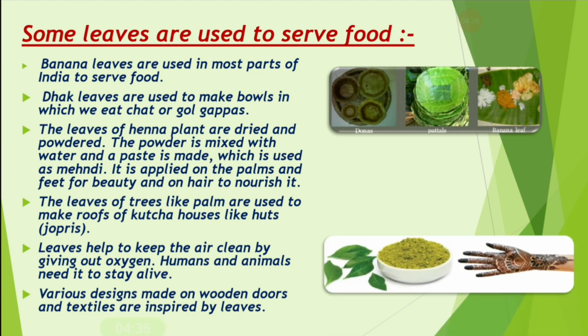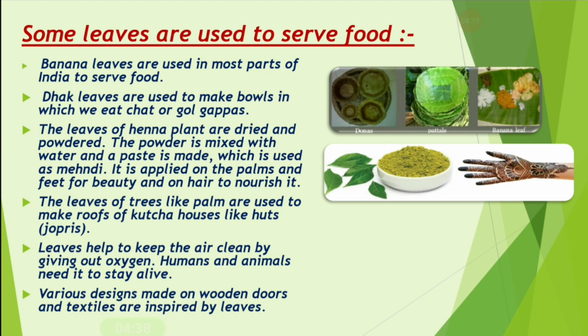The leaves of the henna plant are dried and powdered. The powder is mixed with water and a paste is made, which is used as mehndi. It is applied on the palms and feet for beauty and on hair to nourish it. So, there is a leaf called henna, also known as mehndi, which is used to make our palms and feet beautiful.